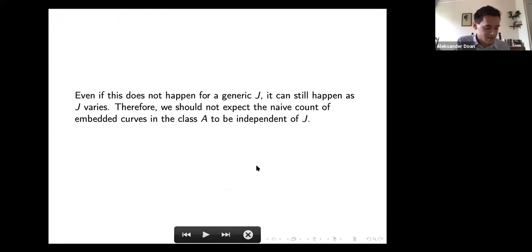So in the last few slides, I will describe a proposal or a conjecture of how we could fix this, how we could define some kind of count of embedded curves with weights in such a way that that should be an invariant as J varies. So this would be similar to the four-dimensional invariant that Taubes introduced that I already talked about.